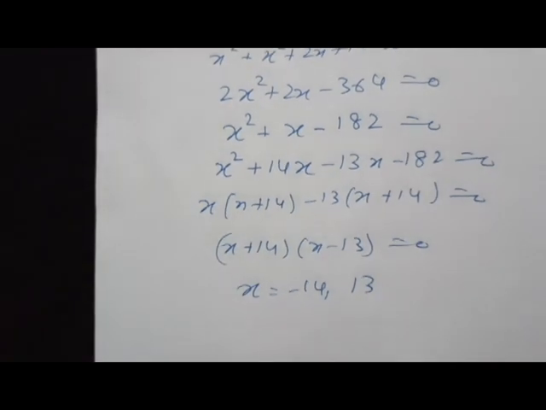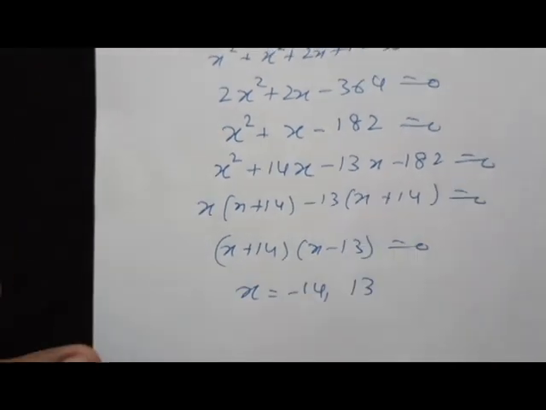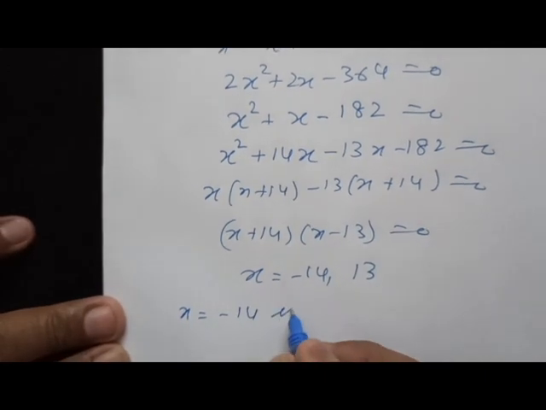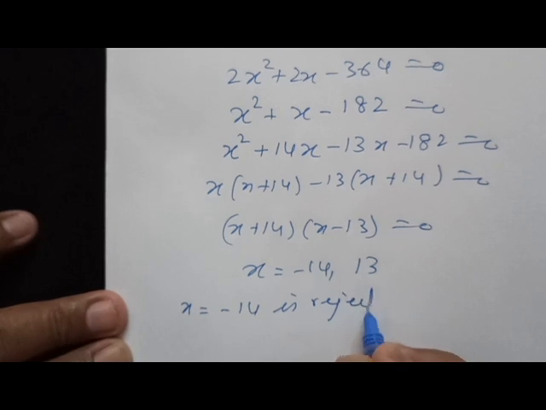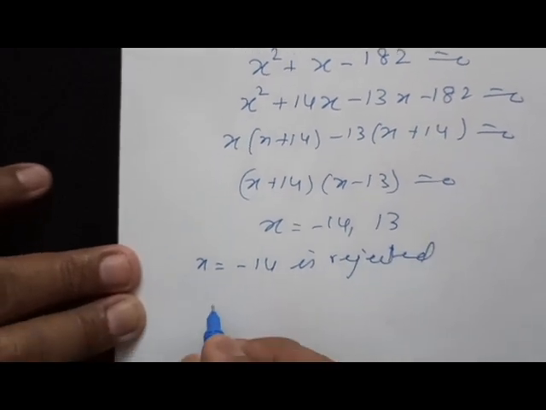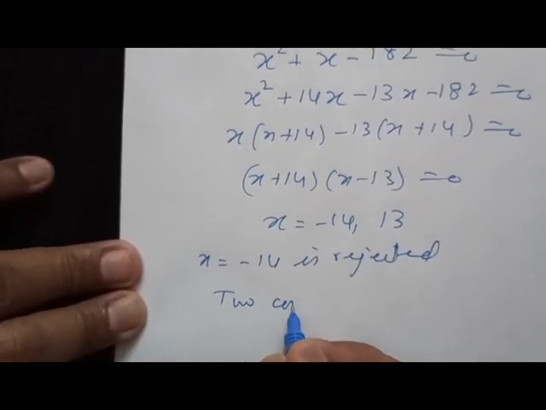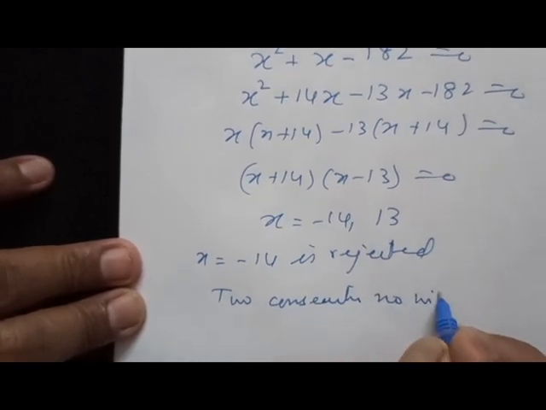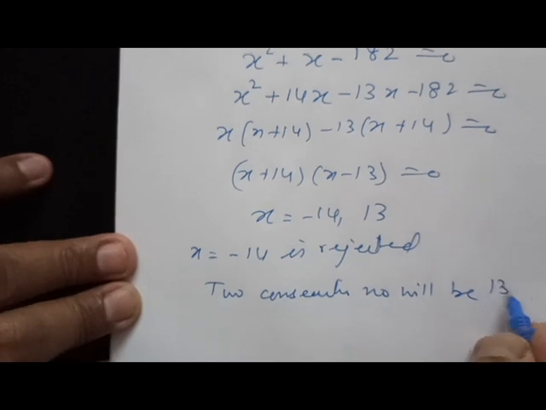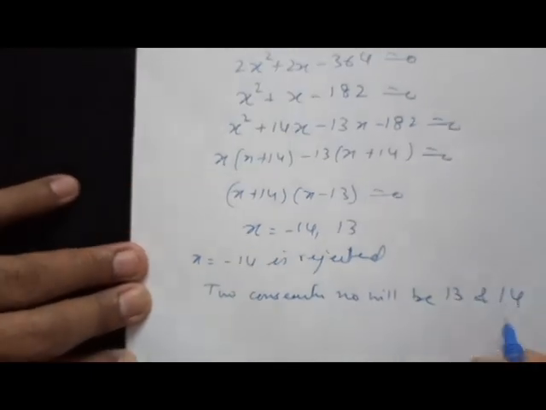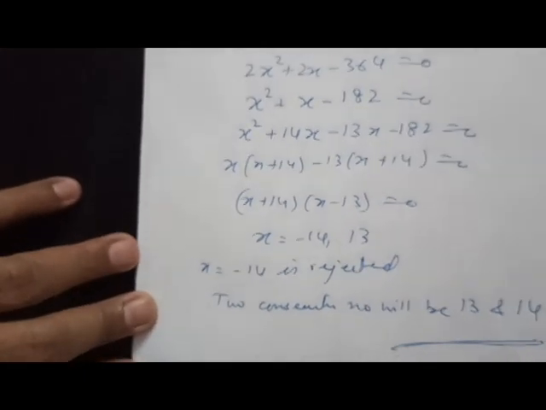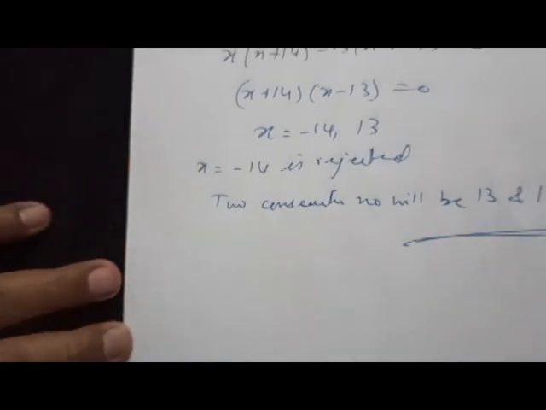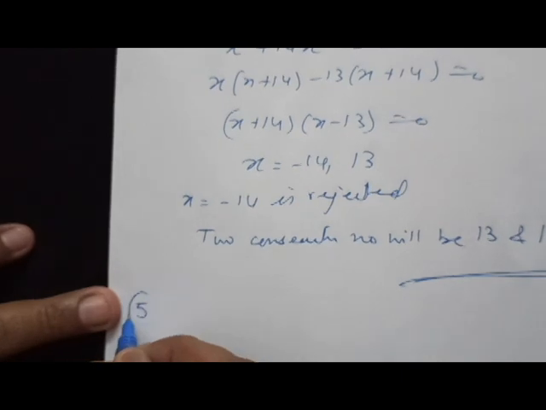But since the question was asking about two consecutive positive integers, so x is equal to minus 14 is rejected. And the answer is two consecutive numbers will be 13 and 13 plus 1, which is 14. So this is the way we need to solve question number 4. Now moving on to question number 5.